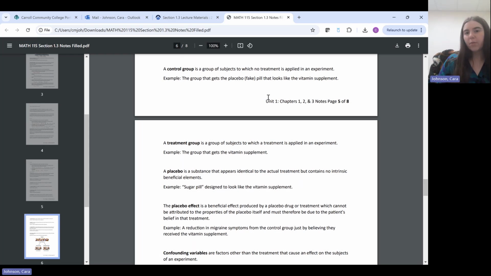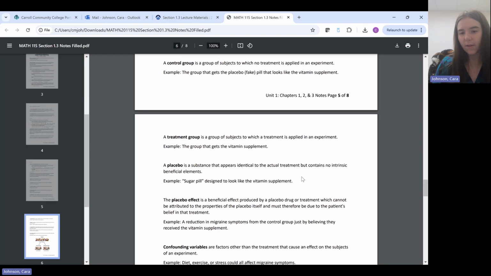Since we're talking about the word placebo, a placebo is a substance that appears identical to the real treatment, but doesn't contain any intrinsic beneficial elements. A sugar pill, for example, looks like the vitamin supplement, but it's really not. The purpose is you want everybody in the experiment to think they're getting the treatment in order to be able to make a good comparison between the two groups. You want everybody under basically identical conditions, and only you really know that this group didn't get the pill and this group did.